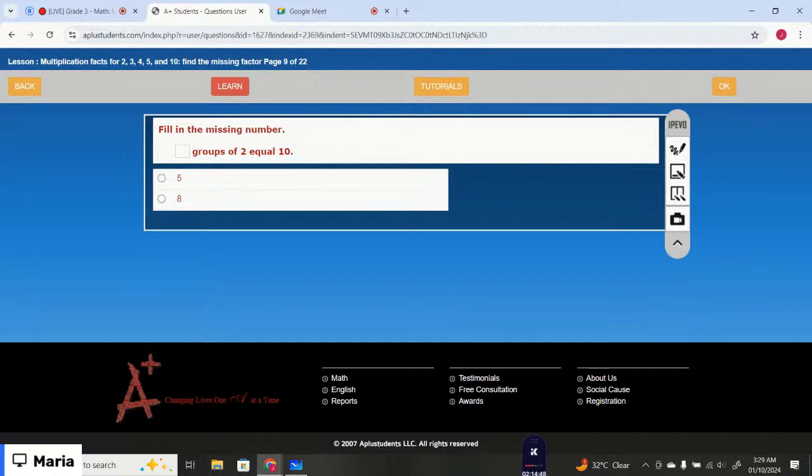Fill in the missing number. So which is the correct option? How many groups of 2 equal 10? That is 5 times 2 equal 10. So the correct option is option number 1, that is 5.